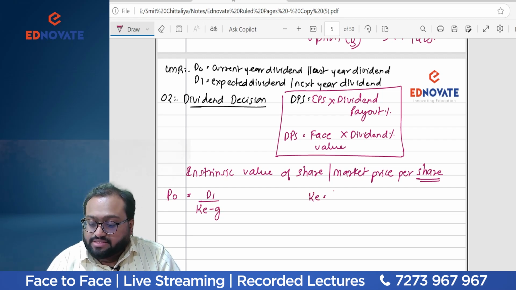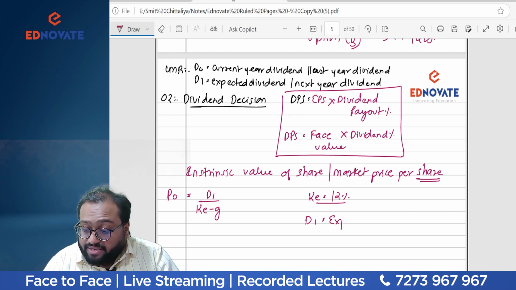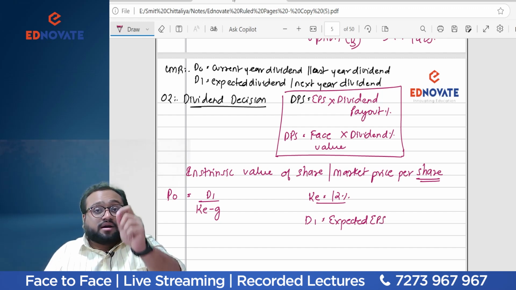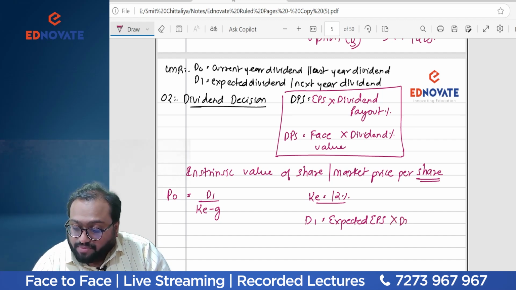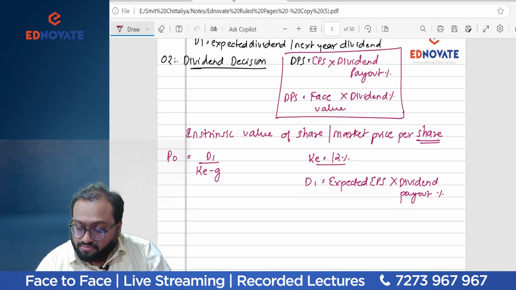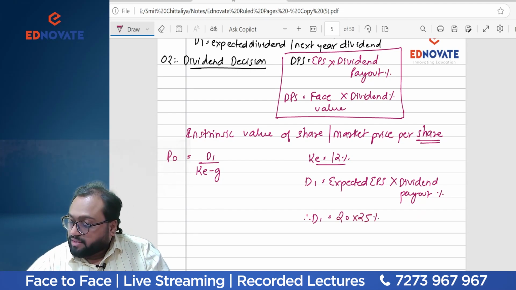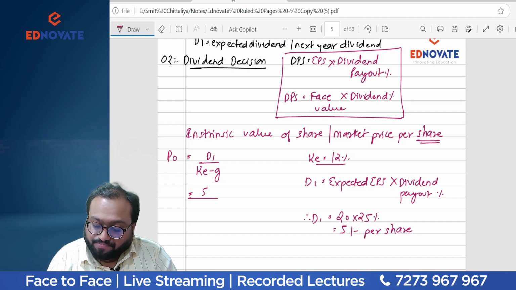Here we know KE is 12%. D1 will be expected EPS. See the formula properly. See the words properly. They have told expected EPS. It is not current year EPS or last year EPS. It is expected EPS. So expected EPS multiplied with dividend payout ratio or percentage, you will get D1. So your D1 will be 20 into 25 percentage. And 20 into 25% is nothing but D1 will be 5 rupees per share. So we'll write down here 5 rupees per share.